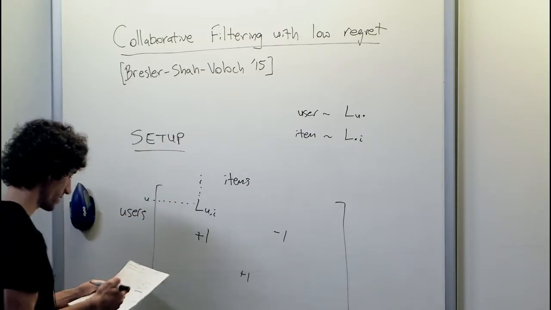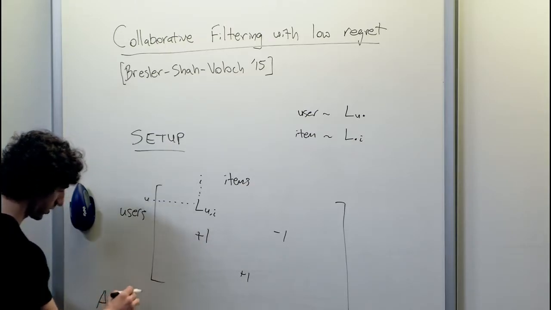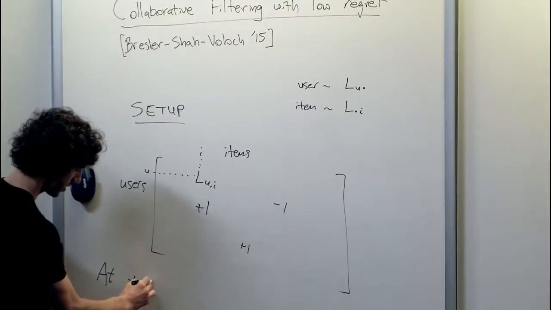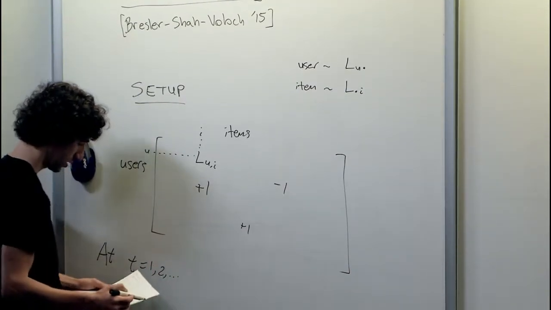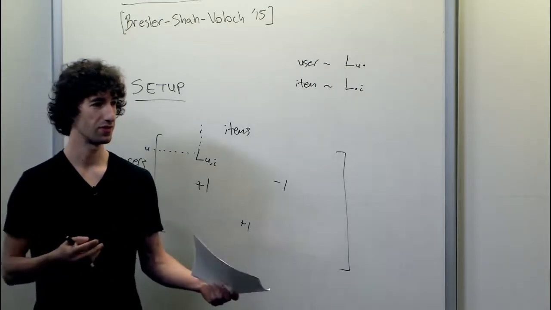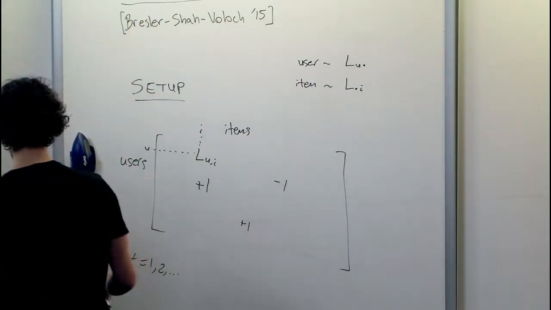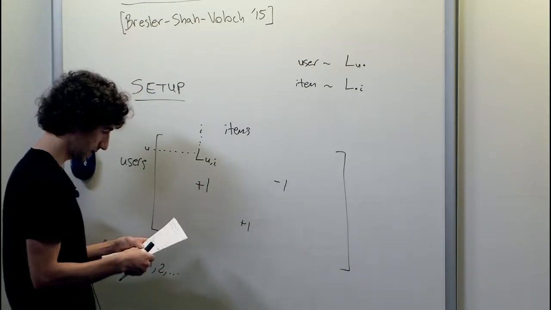Okay, so now the way this works is sequentially, one by one. At time 1, 2, and so on, you recommend a new item to a user, and they give you feedback. They either like it or dislike it, and then you continue. So this is just sequential, one by one, filling in entries of this matrix.